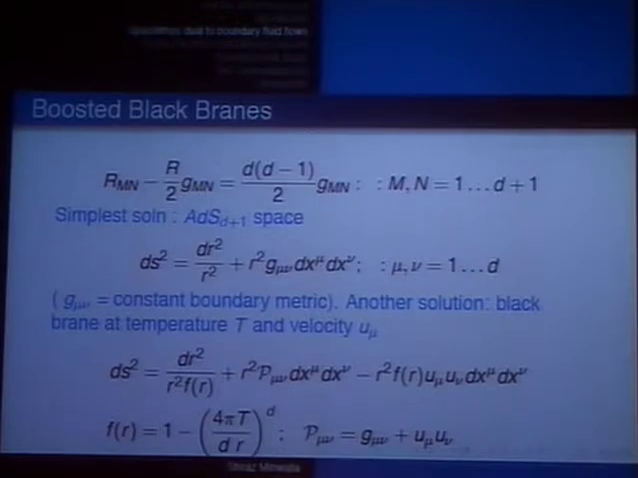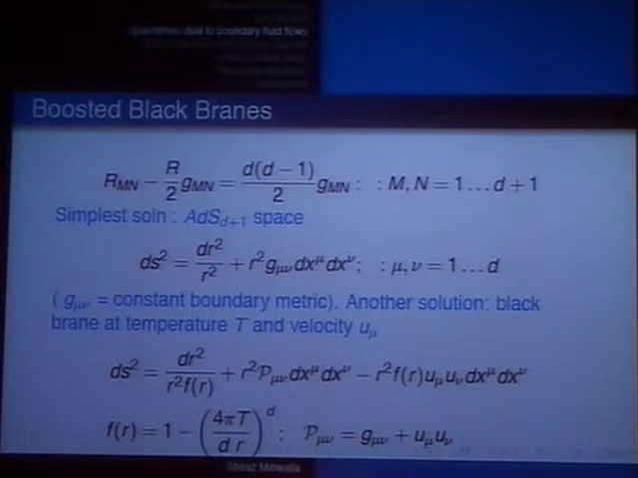The class of solutions I've written down here corresponds to the familiar black brane solutions that Steve Gubser wrote down or alluded to in his talk, in Graham-Fefferman type or Schwarzschild type coordinates. I've made a slight generalization from the metric that you often see by taking the usual solution, the black brane at rest, and boosting it. This is a large coordinate transformation, so in some sense it's the same solution. It's an exact solution to Einstein's equations. It represents a black brane at temperature T and velocity u mu, where u mu is some d-velocity on the boundary.